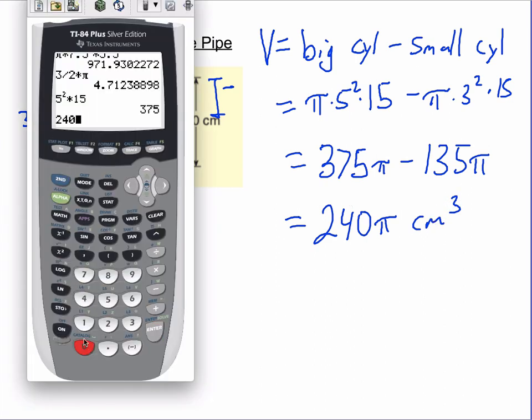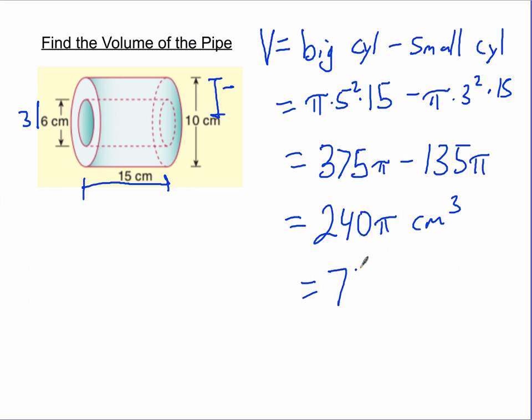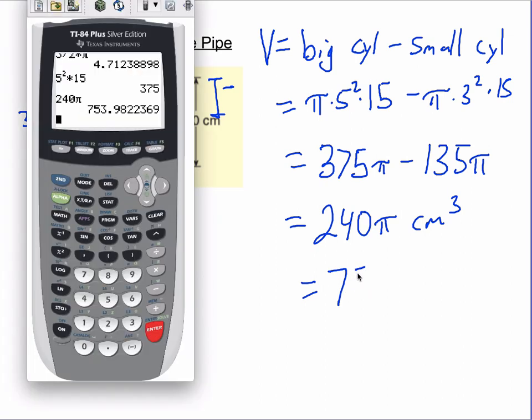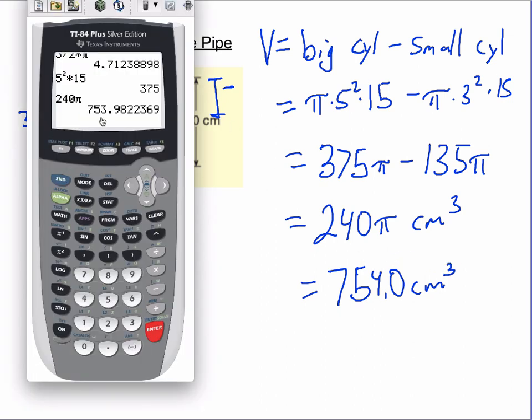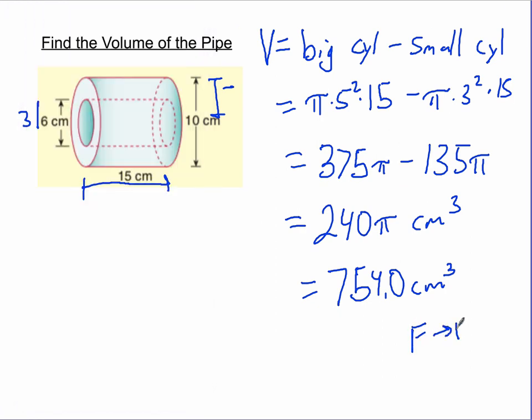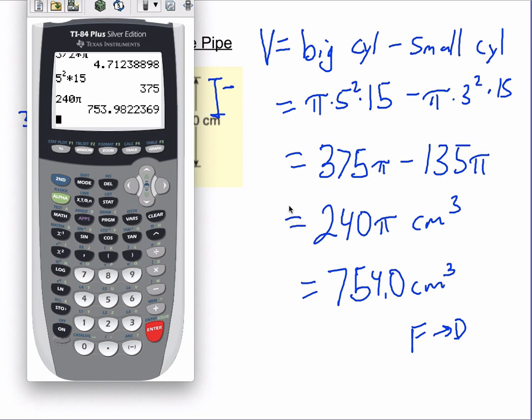And our decimal approximation is going to be 754.0. Okay, now some of your calculators will actually just write down the answer as 240 pi. So there's a button somewhere, probably an F to D button, that will change it to a decimal. So look for that button if the decimal answer doesn't come up.